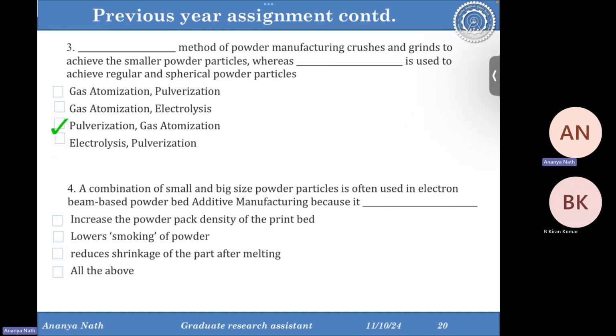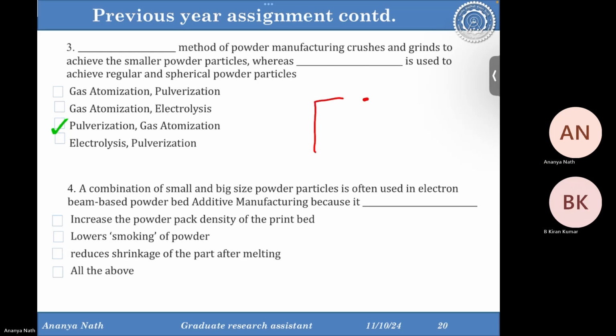The method of powder additive manufacturing that crushes and grinds is used to achieve the smaller powder particle size, whereas something is used to achieve regular spherical powder. So gas atomization is for spherical powders. What happens in gas atomization?